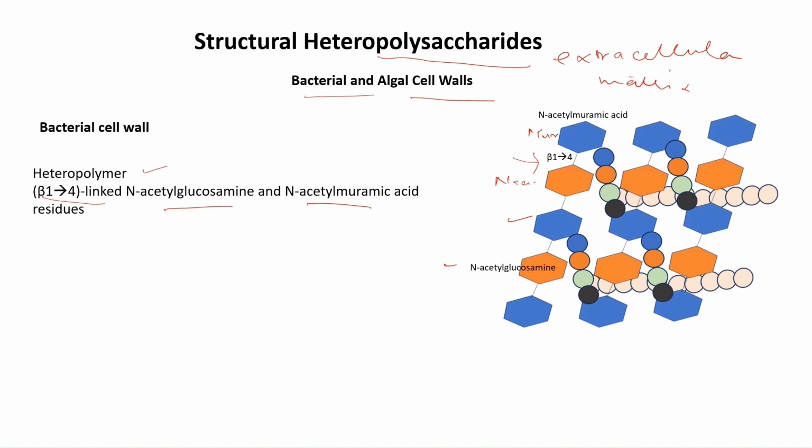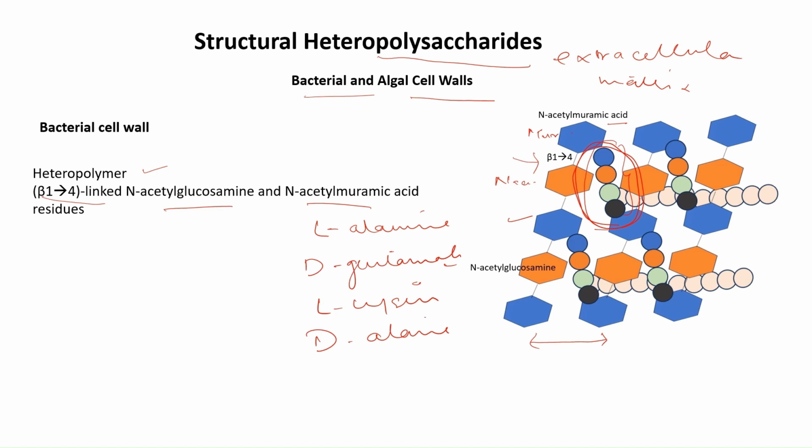Now, these straight chain polymers are cross-linked with the next straight chain polymer. And how are they cross-linked? If we see here, N-acetylmuramic acid of one chain is linked to the N-acetylmuramic acid of another chain. But how? The first molecule of the first chain is linked with the third molecule of the next chain. These balls consist of amino acids in a sequence: L-alanine, D-glutamate, L-lysine and D-alanine. So these amino acids are these four balls in a sequence.